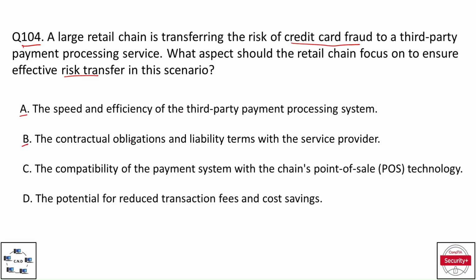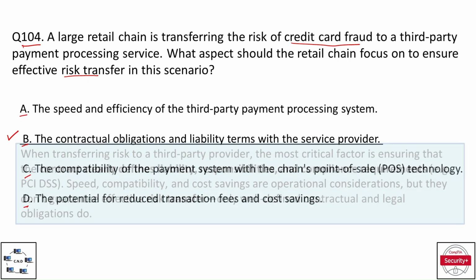Option B, the contractual obligations and liability terms with the service provider. Option C, the compatibility of the payment system with the chain's point of sale technology. And option D, the potential for reduced transaction fees and cost savings. And the correct option is option B, the contractual obligations and liability terms with the service provider.